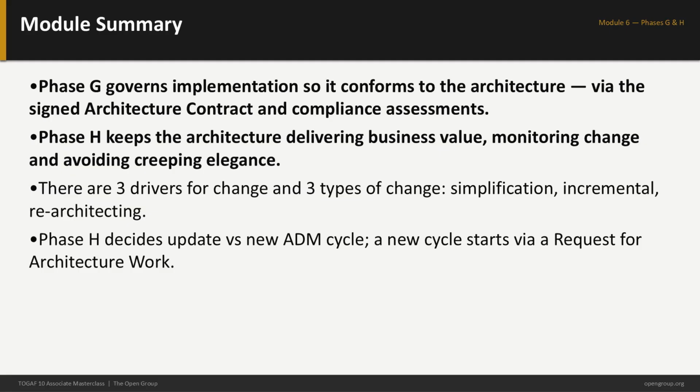Let's recap. Phase G governs implementation so it conforms to the architecture, using the signed architecture contract and compliance assessments. Phase H keeps the architecture delivering business value, continually monitoring for change and guarding against creeping elegance. There are three drivers for change and three types of change: simplification, incremental, and re-architecting. And phase H makes the central decision of update versus new ADM cycle, with a new cycle starting via a request for architecture work. With that, you've completed all 9 ADM activities, a genuine milestone in your preparation.